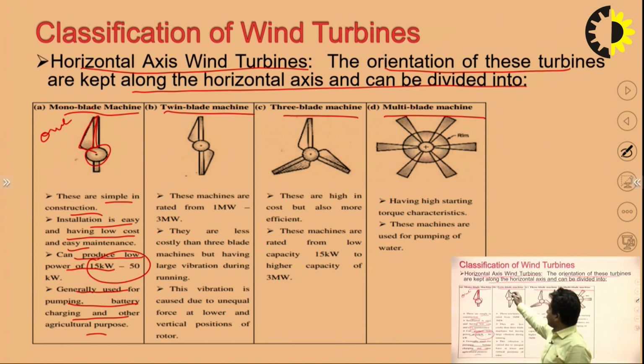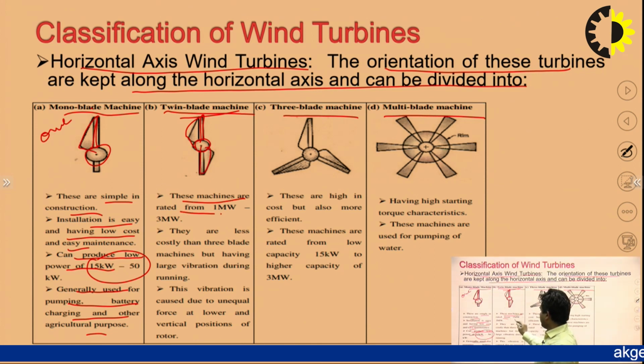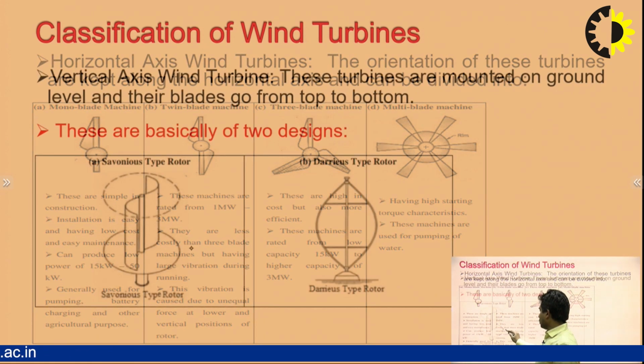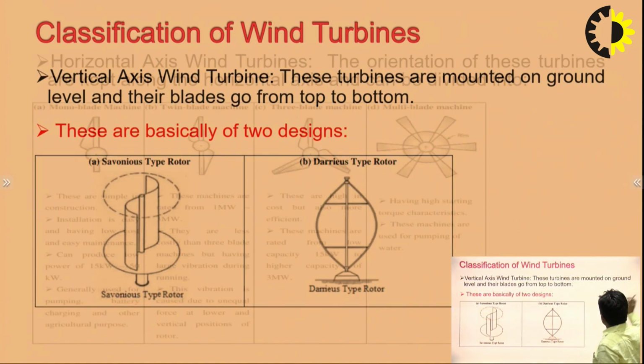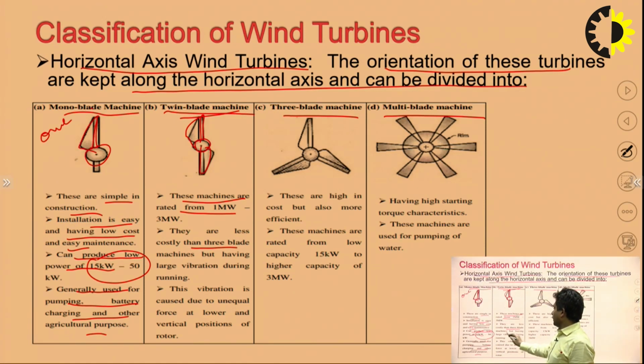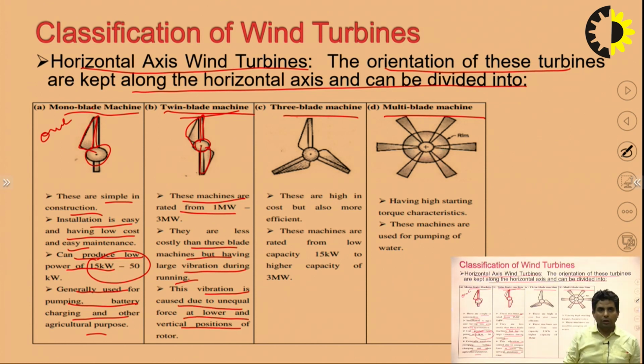But in the case of twin blade machines, what will happen? Here we can connect two blades, and these machines are rated 1 megawatt to 3 megawatt. They are less costly than three blade machines, but have large vibrations during running. This vibration is caused by unequal force at the lower end and the vertical position of the rotor.